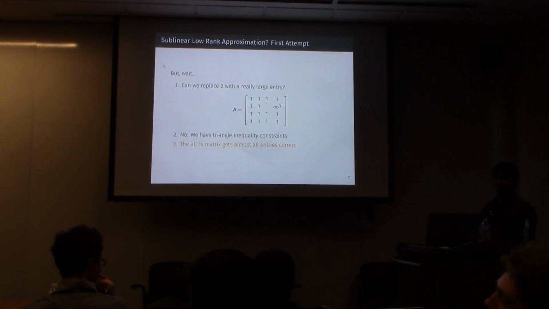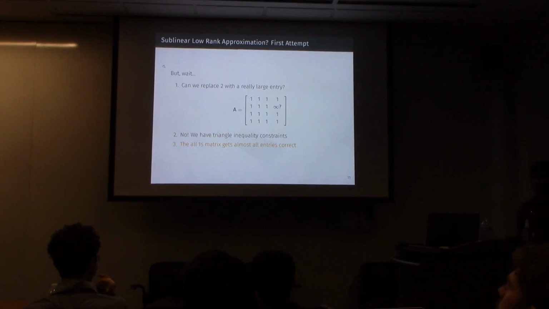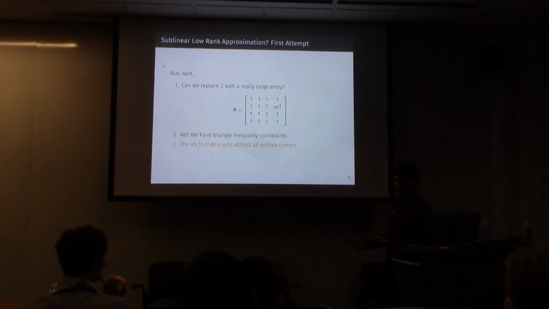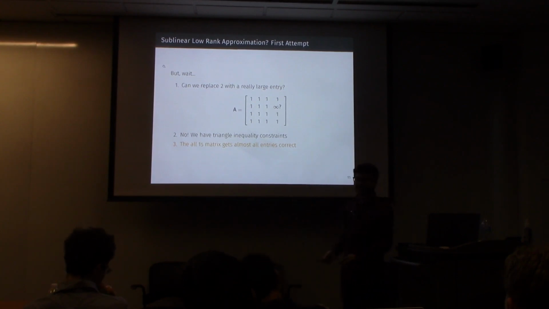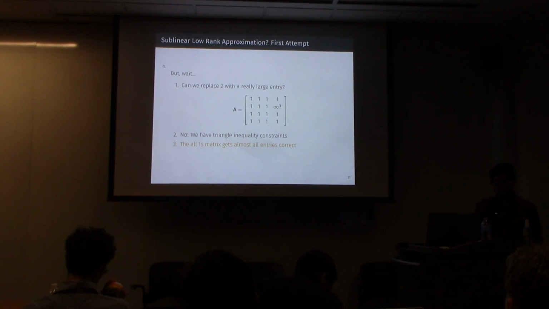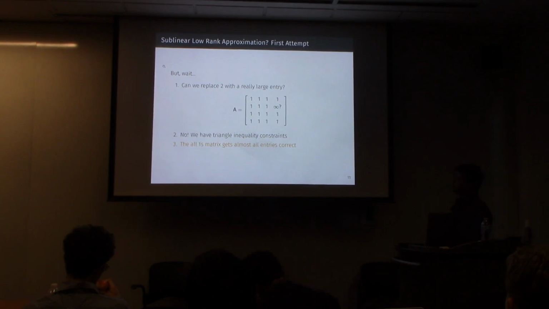Can you explain the last point? Right. So if I do random sampling, I just see a bunch of 1s, right? I'm going to think that my matrix is the all ones matrix because I never saw the entry which is not 1. If I approximate this matrix by the all ones matrix, most of the entries I get correctly, right? I'm going to say there's a bunch of 1s in this matrix. All right, so this implies that we need a better notion of approximation.